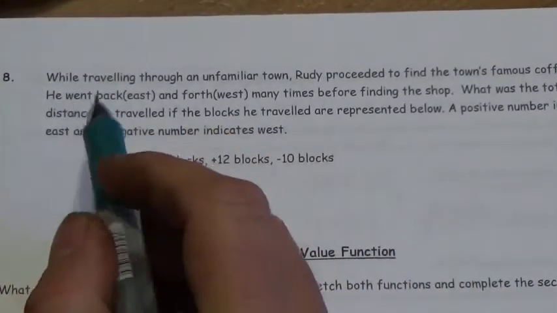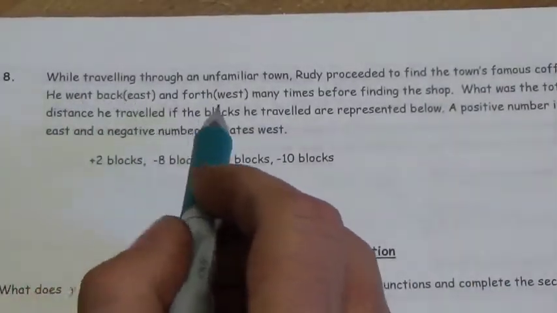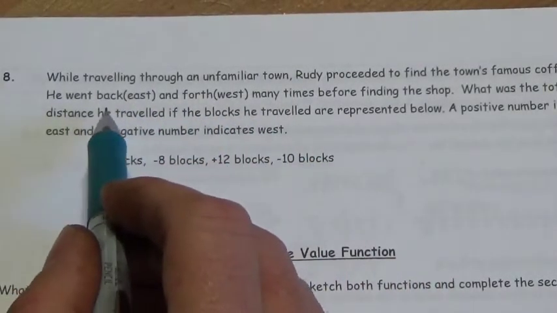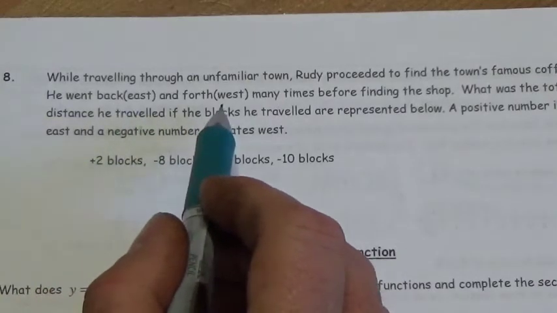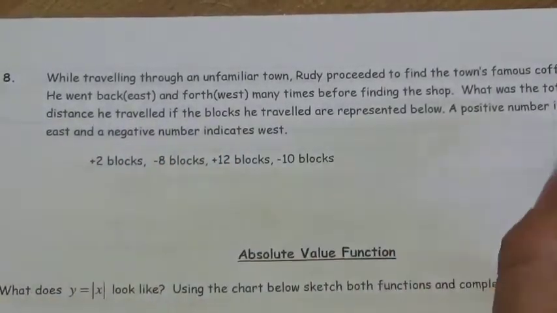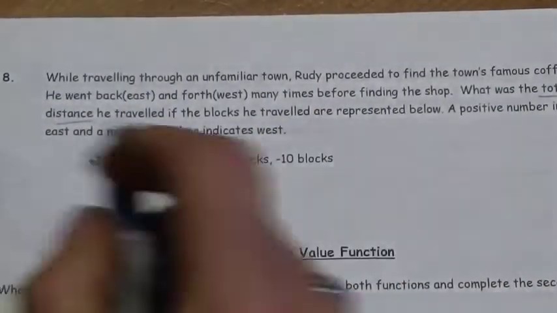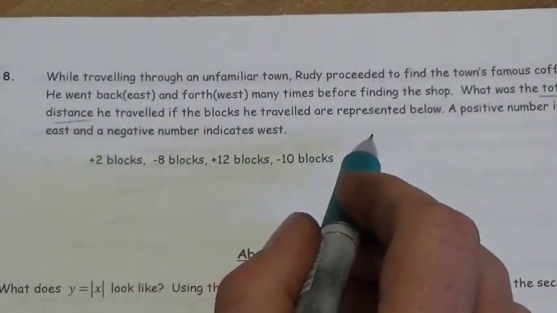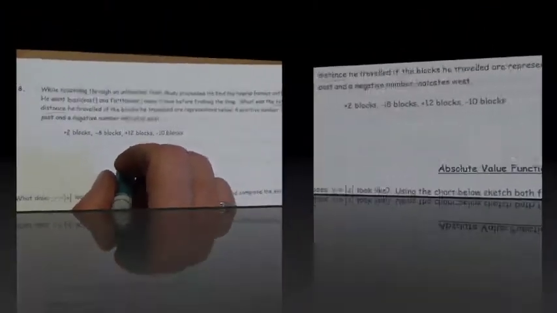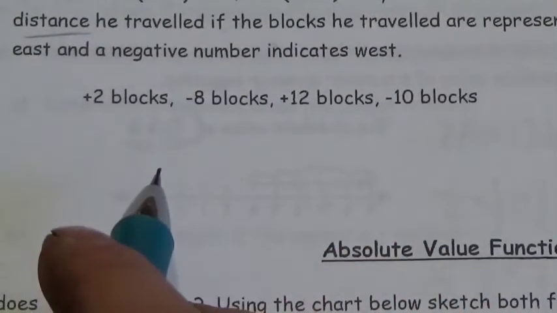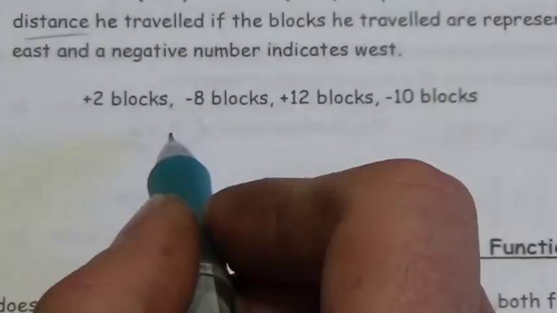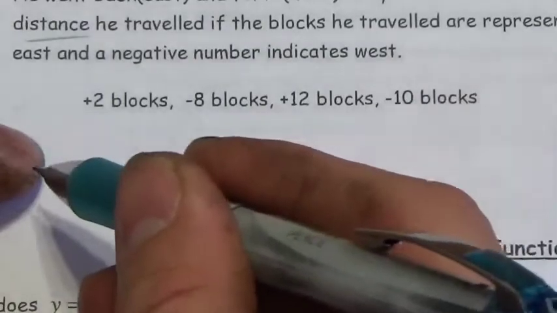Okay, so what this question says is, while traveling through an unfamiliar town, Rudy proceeded to find the town's famous coffee shop. He went back east and forth west many times before finding the shop. What was the total distance traveled if the blocks he traveled are represented below? A positive number indicates east, a negative number indicates west. Okay. So now what we're interested in here is, again, the total distance that this guy travels. So 2 blocks forward, 8 blocks backward.